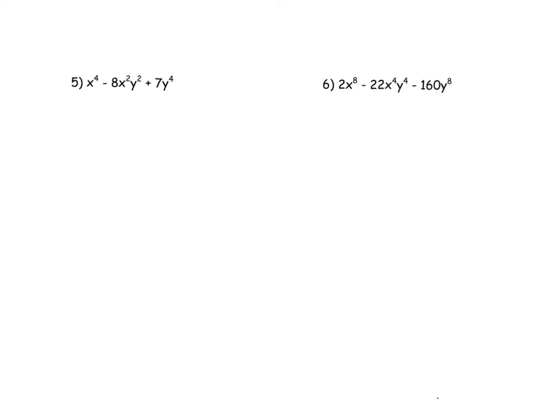So I'll do one with you, and then you can try the other one on your own. So I'll do 6 because it looks harder. It looks harder, but it's really not. There is a huge number, 160, so maybe I'm thinking GCF, and they're all even numbers, so I can actually divide them all by 2. So I'm going to do that first. I'm left with x to the 8th minus 11 x to the 4th y to the 4th, and 160 divided by 2 is actually 80. So 80 y to the 8th.